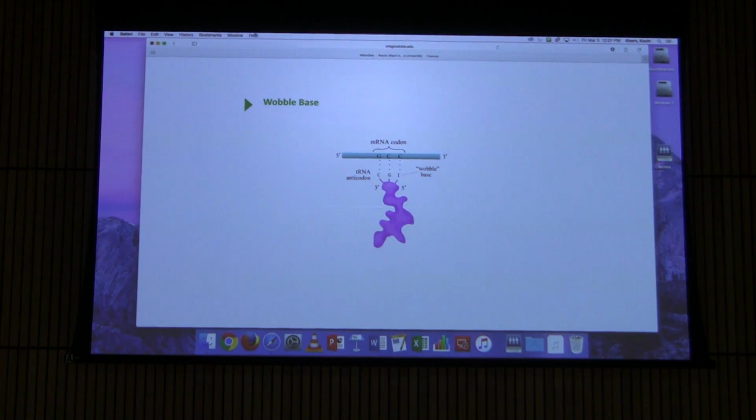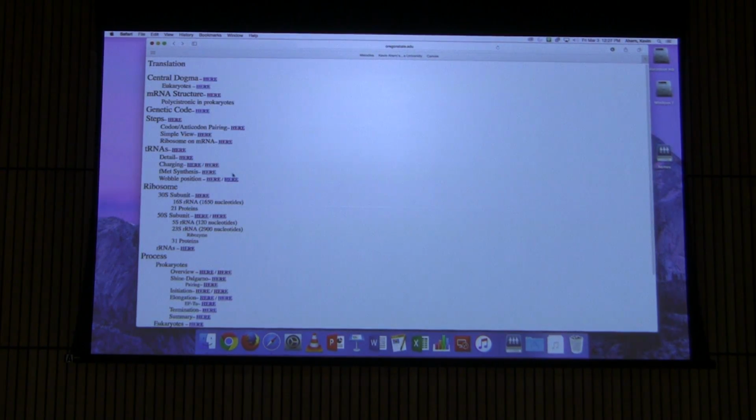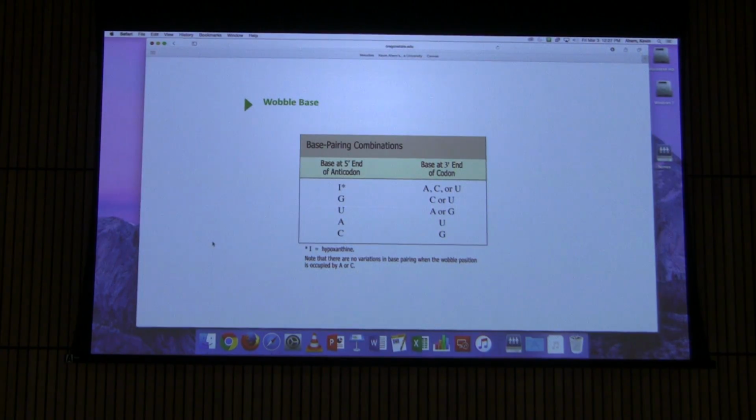Okay? And I've actually summarized over here the things that I can pair with. I can pair with an A, a C, or a U. So by making a transfer RNA that has an I in that position, that's the wobble position, it doesn't have to make 3 different ones of these. It only has to make 1 with an I there.